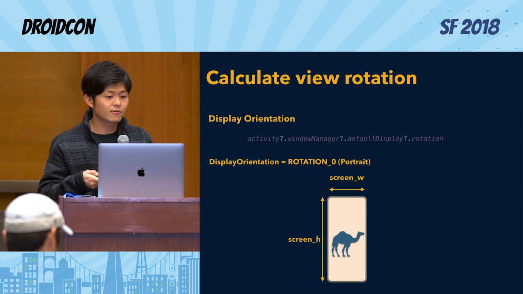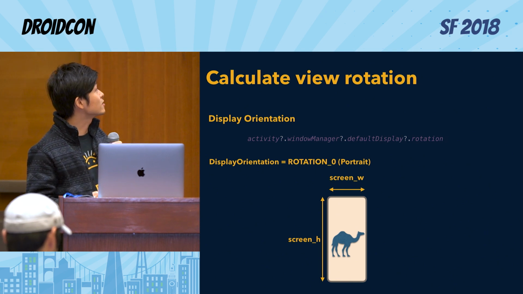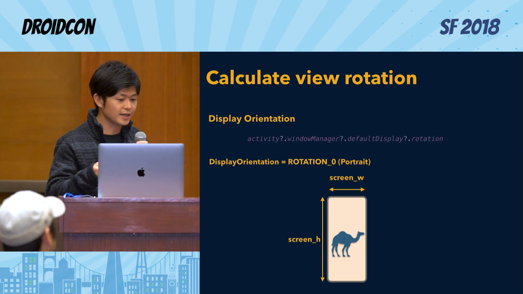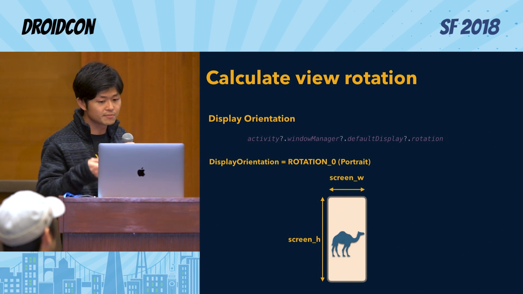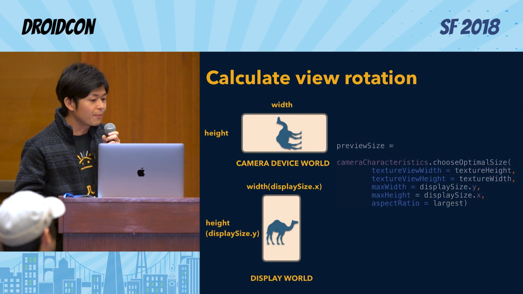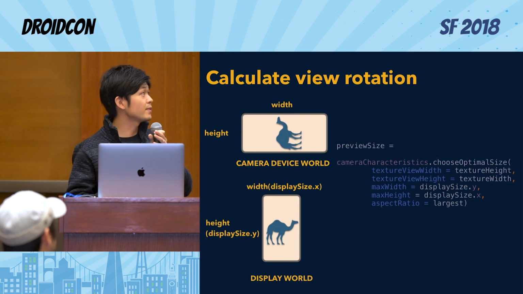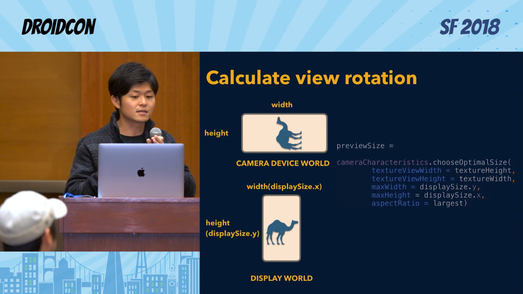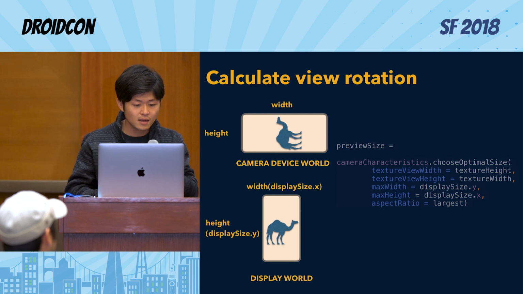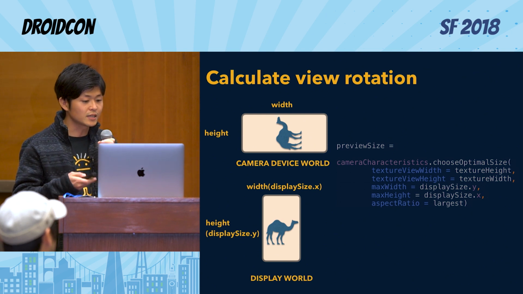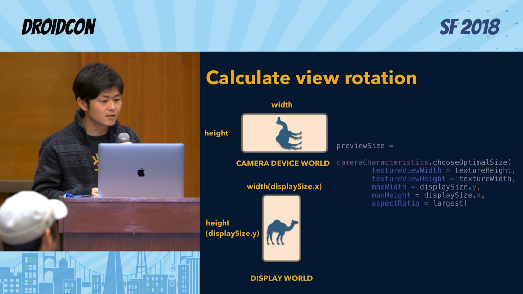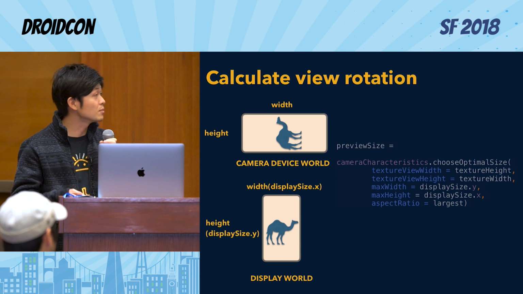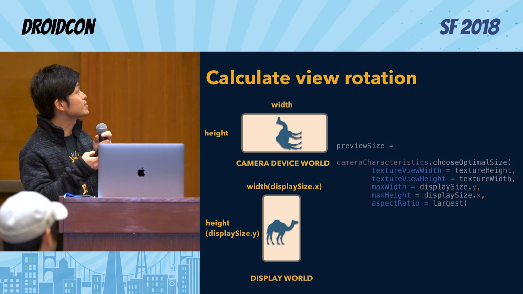And also there's a display orientation, which you can get from Window Manager. And this is pretty straightforward because it's the actual view rotation. So when it's portrait mode, it's 0. So when we compare the camera device world and display world, the camera device world is the camera sensor world. Sometimes it's not in the same shape. Let's say in the Pixel 3, sensor orientation is 90 degrees. So when you actually want to check the optimal size, you need to swap the width and height.